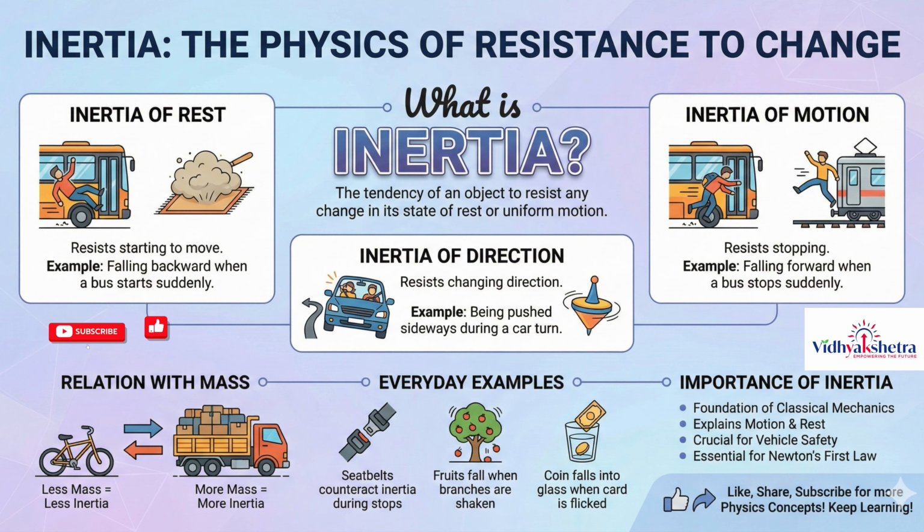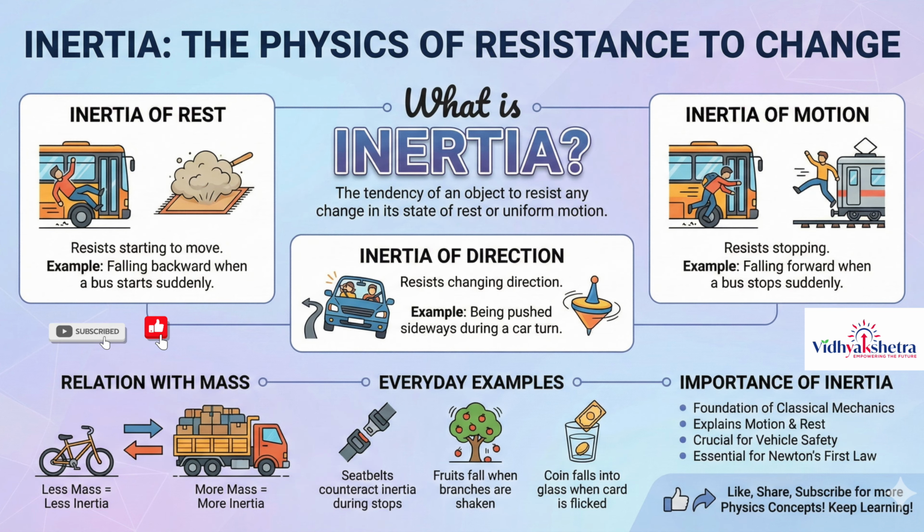Relation between inertia and mass. Mass is a measure of inertia. This means greater the mass of an object, greater is its inertia. For example, it is easy to push a bicycle. It is very difficult to push a loaded truck. This is because the truck has more mass and therefore more inertia.